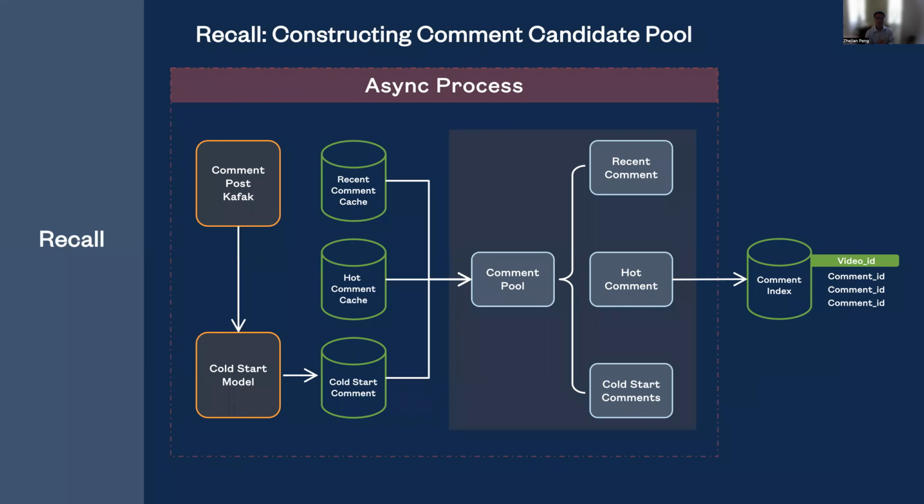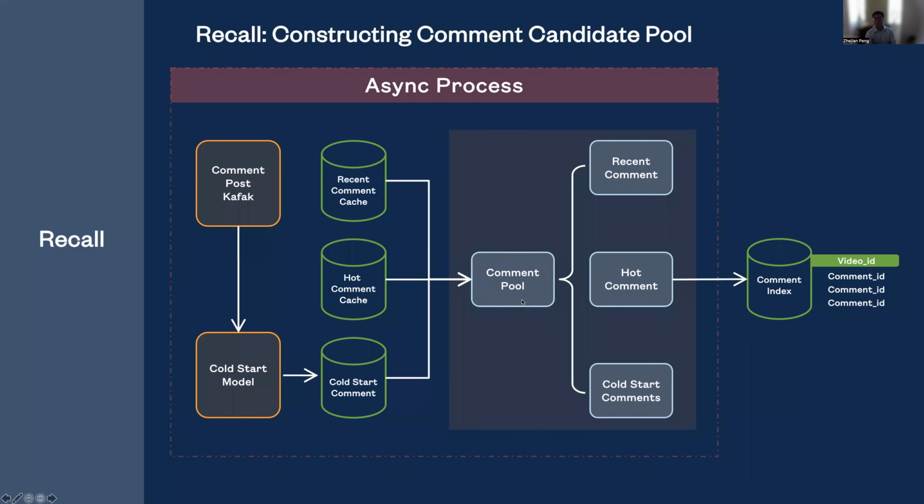And finally, we have the cold start comment cache. The cold start comment is a little different. We train a cold start model: when you post a comment, it runs through the cold start model and gets a score. Whoever ranks higher in this model will be put into the cold start comment cache. And finally, those three caches combined become a common candidate pool.